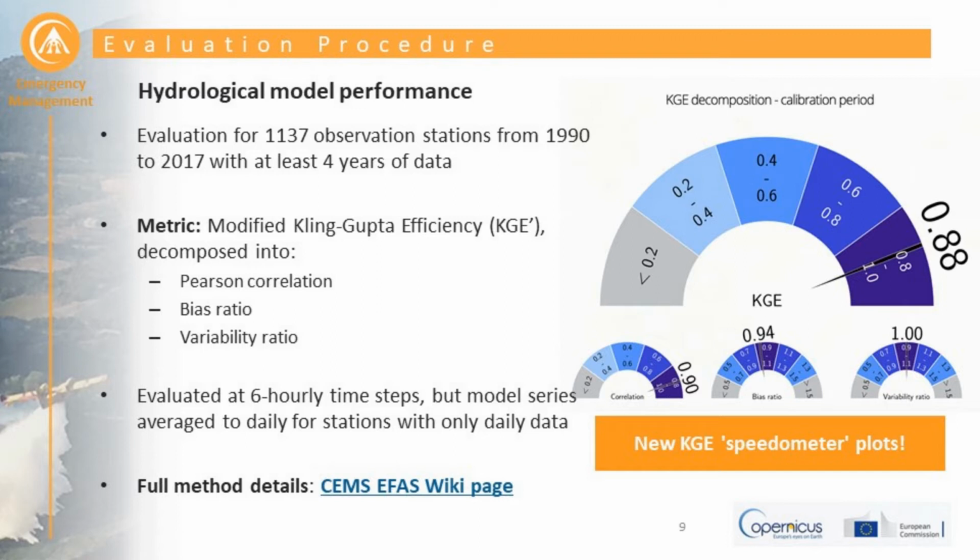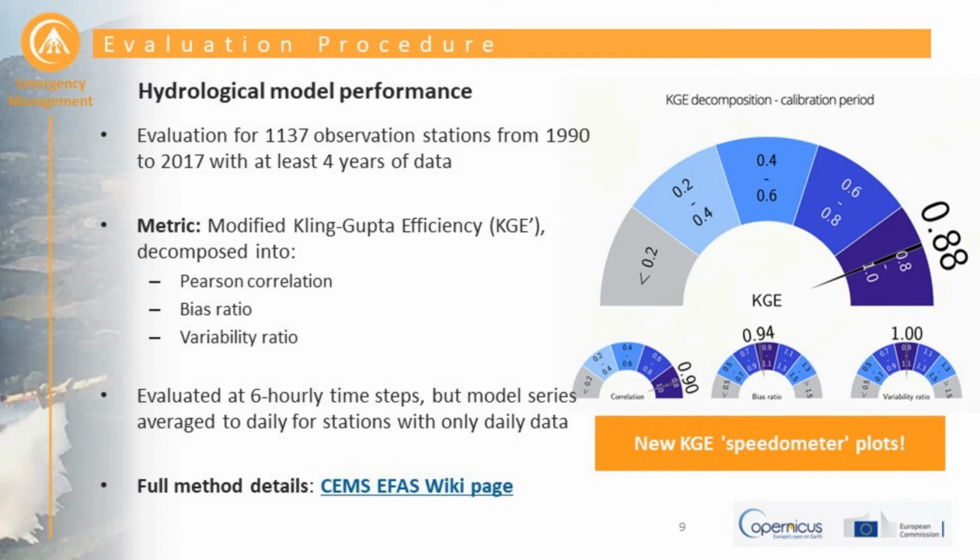So this is performed at the 1,137 observation stations from 1990 to 2017 with at least 4 years of data. Using a similar metric as with the calibration, we're using the modified Kling-Gupta efficiency score, which is now very common in hydrology. One of the key advantages is that this summary metric can be decomposed into 3 components, which are the Pearson correlation that records timing errors, the bias ratio for looking at systematic positive and negative biases, as well as the variability ratio to understand if the model is capturing the variability within the observations.